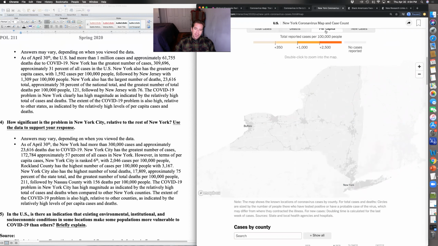But all these places in the top 5 are basically suburbs of New York City. And so that's important to note. New York City does not have the highest per capita, although it's not far behind some of these places. Rockland County has a relatively high per capita, 3,600 versus 2,900, compared to the other places. And so again, I noted that here in terms of per capita cases, ranked 6th.